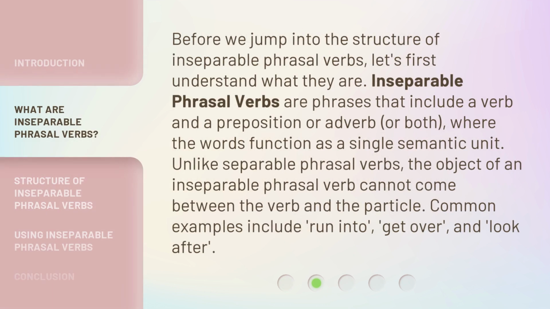Before we jump into the structure of inseparable phrasal verbs, let's first understand what they are. Inseparable phrasal verbs are phrases that include a verb and a preposition or adverb, or both, where the words function as a single semantic unit. Unlike separable phrasal verbs, the object of an inseparable phrasal verb cannot come between the verb and the particle. Common examples include run into, get over, and look after.